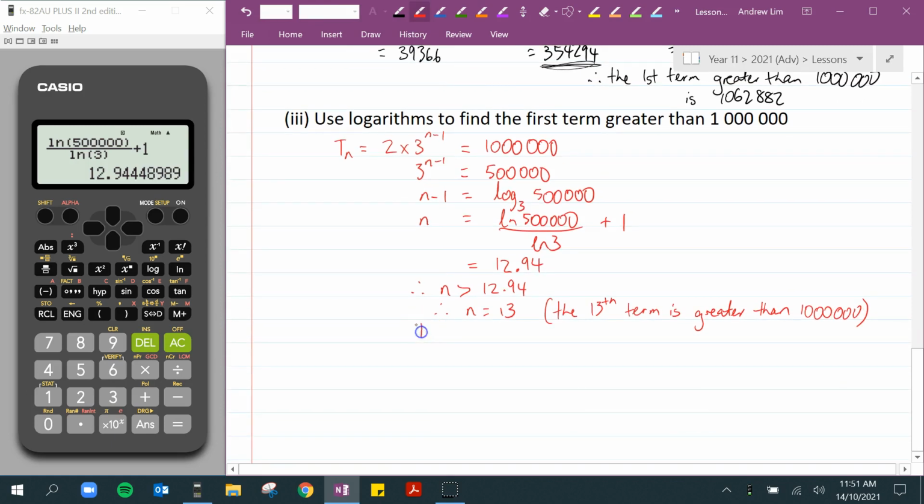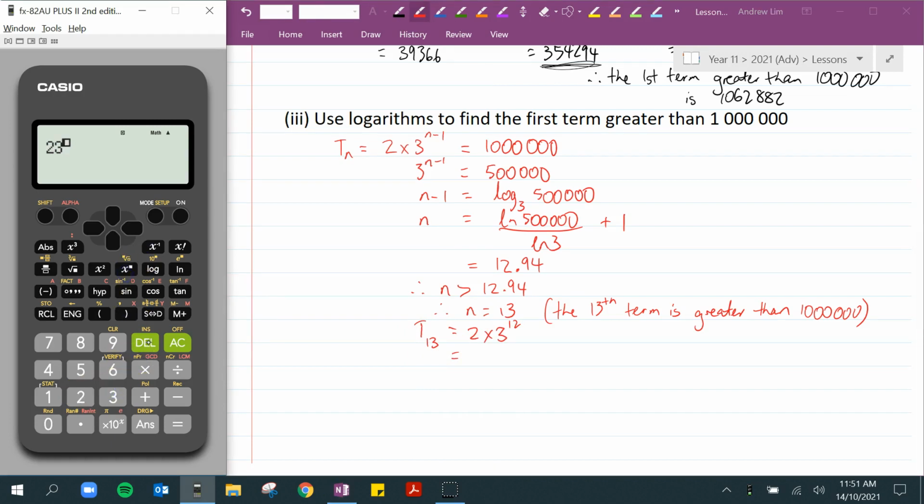Now that we've done that, we can just sub that in. T13 is 2 times 3 to the power of 12, which is 1,062,882.